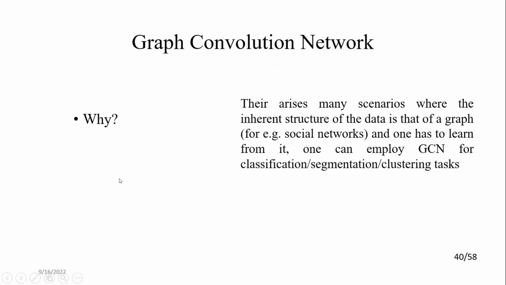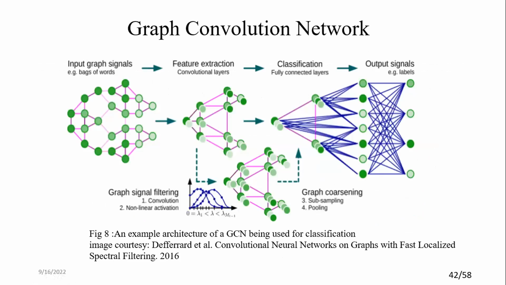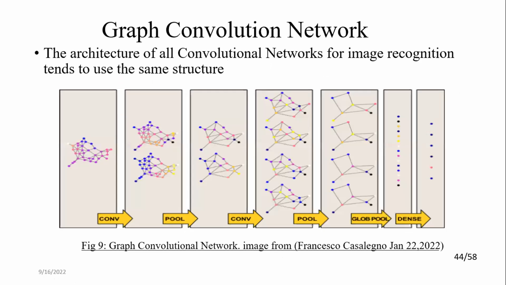And next is the graph convolution network. It's similar to a CNN convolution network. The graph convolution network is mainly used for feature extraction and classification problems. And also here we have to identify the nodes of the nearest neighborhood.